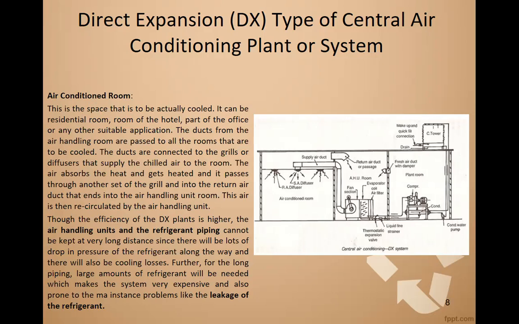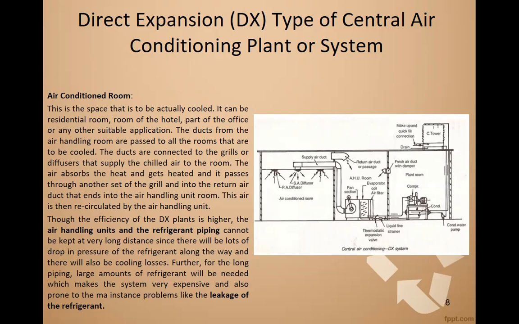Normally, ang makikita mo is yung diffusers, yung parang curve na opening. Pag straight line yun, tawag yung grills. Pag curve, tawag yung diffuser. So, that supplies the chilled air to the room. The air absorbs the heat and gets heated and it passes to another set of grills and into the return air duct that ends into the air handling unit room.